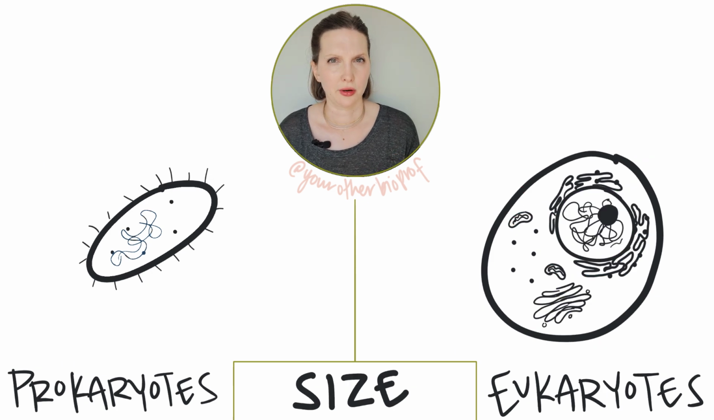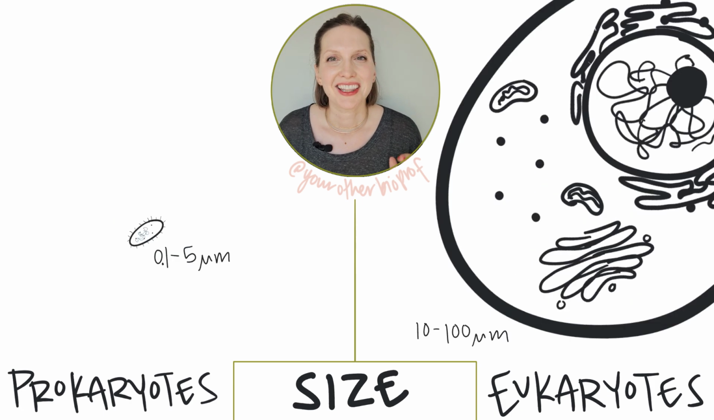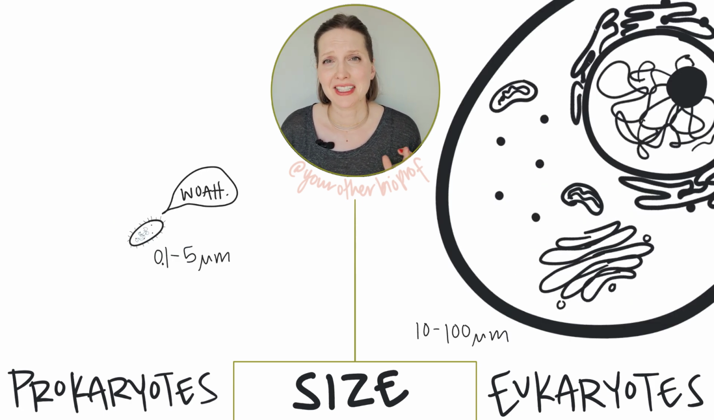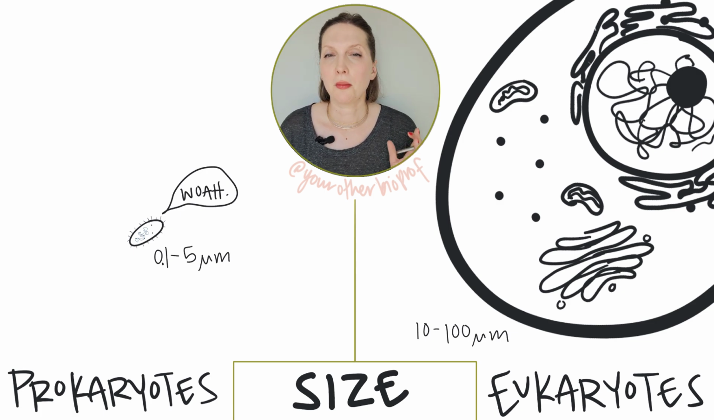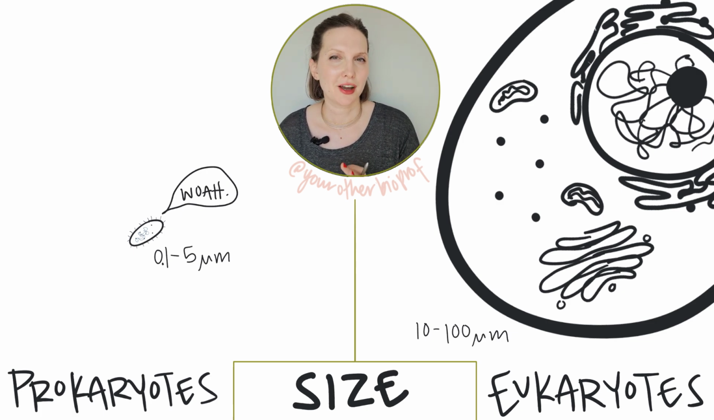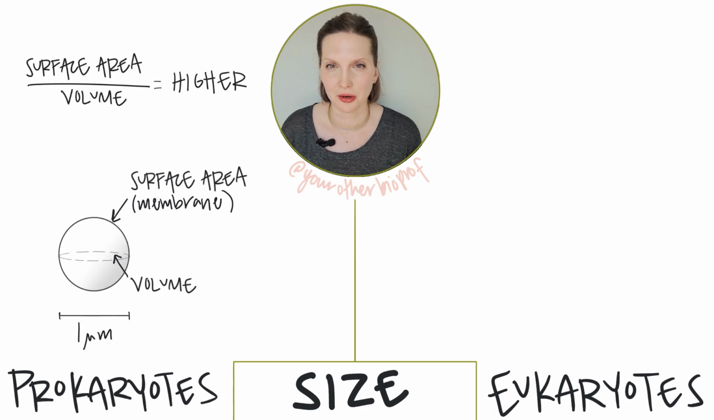And if you're thinking, okay, with all those extra structures, eukaryotic cells are probably bigger. Yeah. The average eukaryotic cell is 10 to 100 times bigger than the average prokaryotic cell. That means that prokaryotes have a much higher surface area to volume ratio. So lots of plasma membrane surface area with a smaller internal volume.